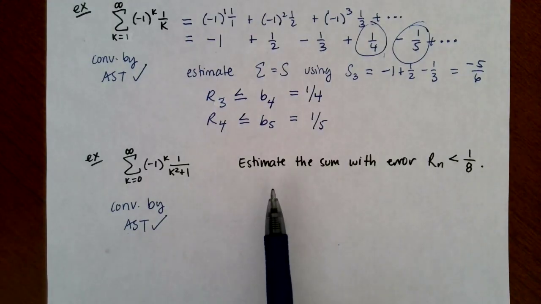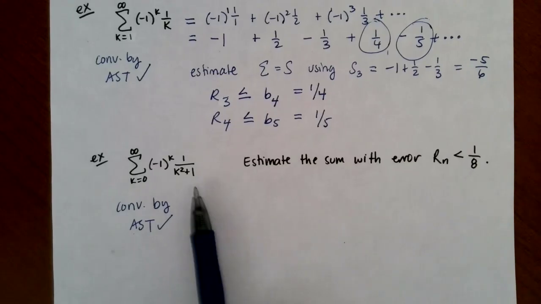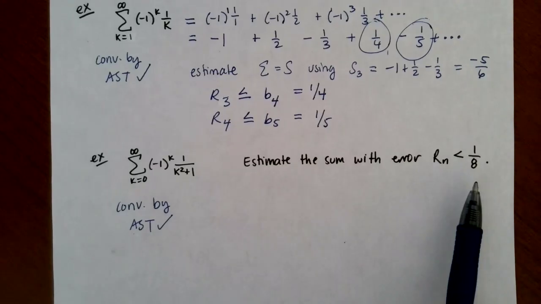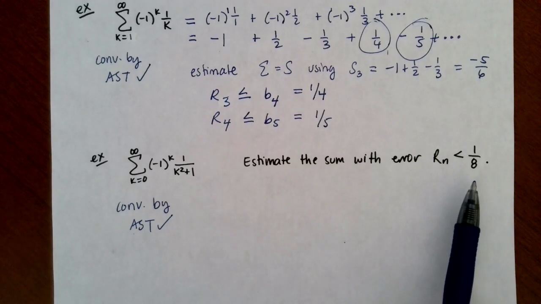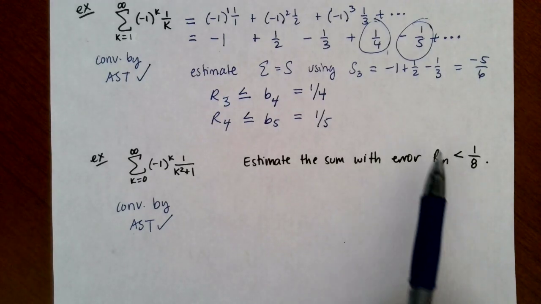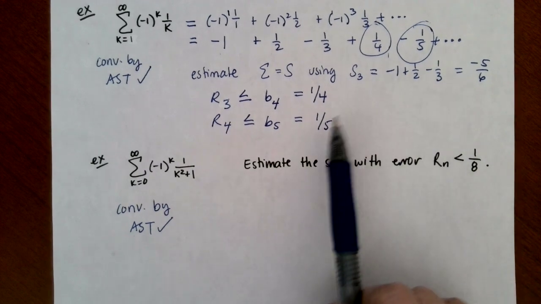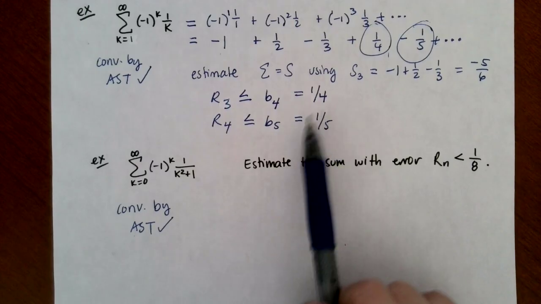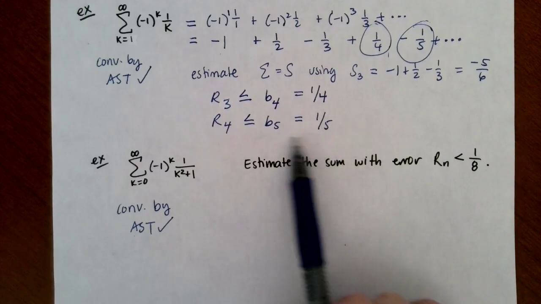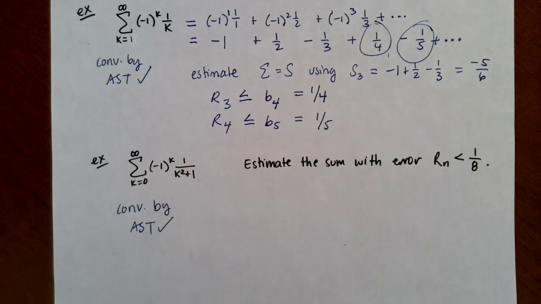So this problem is asking us to estimate this sum with error less than, let's say, 1/8. Instead of, like in the last example, choosing a partial sum and letting the excluded term be the error bound, we're going to fish for the error bound we need and backtrack it to the appropriate sum.